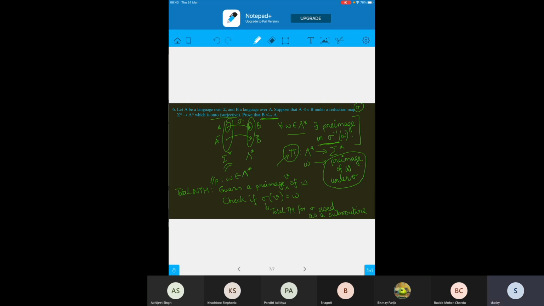Okay, and so if yes, then output V as pi of W, and if no, the guess is wrong. Since this is an onto mapping, there will exist a correct guess, in which case I will be able to output that guess as pi of W using this algorithm. Any questions?